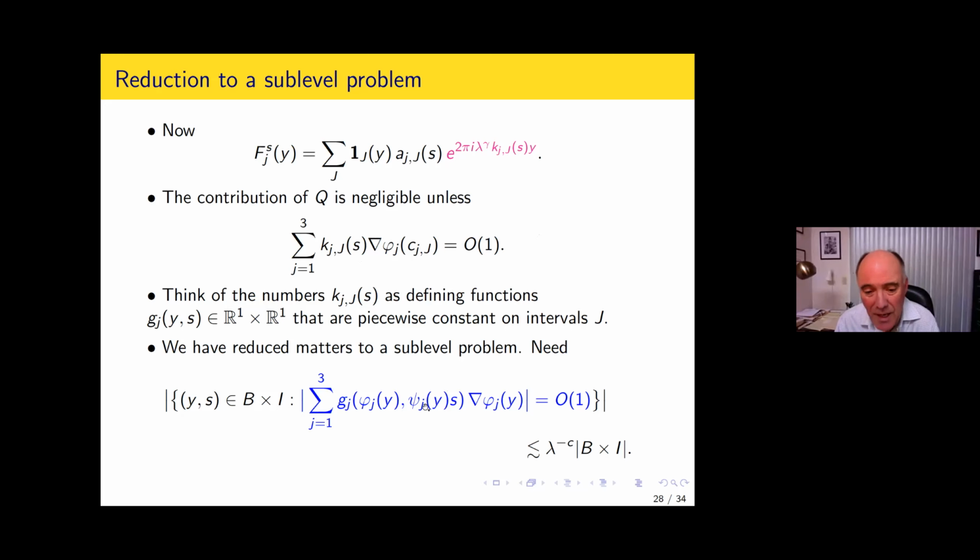I don't have a small parameter on the right-hand side, but what I do have, as I already explained in the heuristic discussion, is that one of the gj's has to be very large. It has to have order of magnitude roughly lambda. So I can divide out by that and have a small parameter on the right-hand side here. So I have a sublevel problem of exactly the kind that I described.